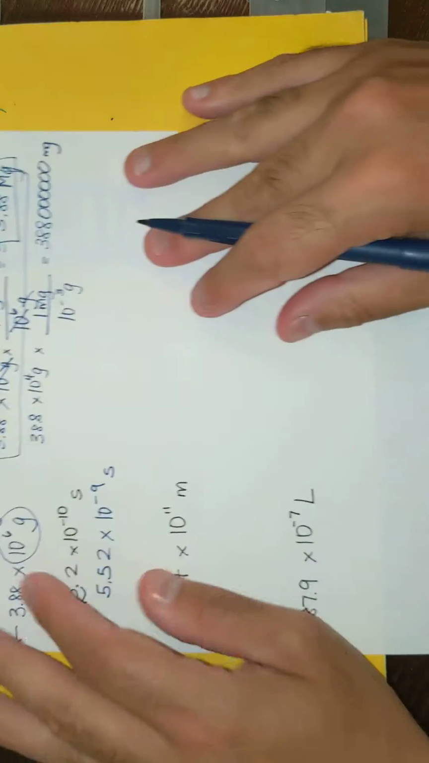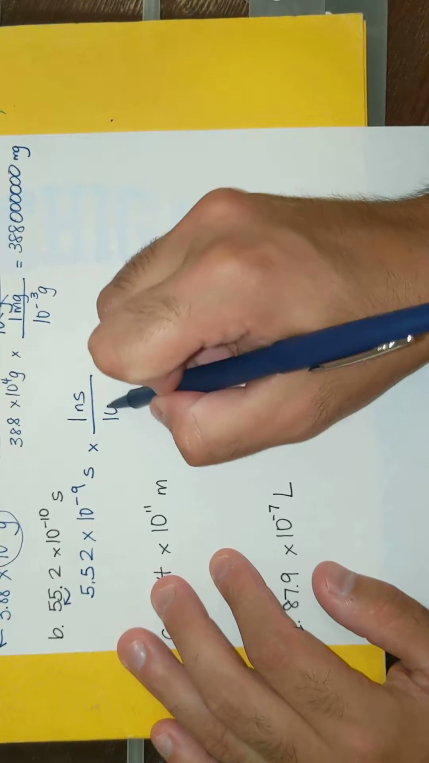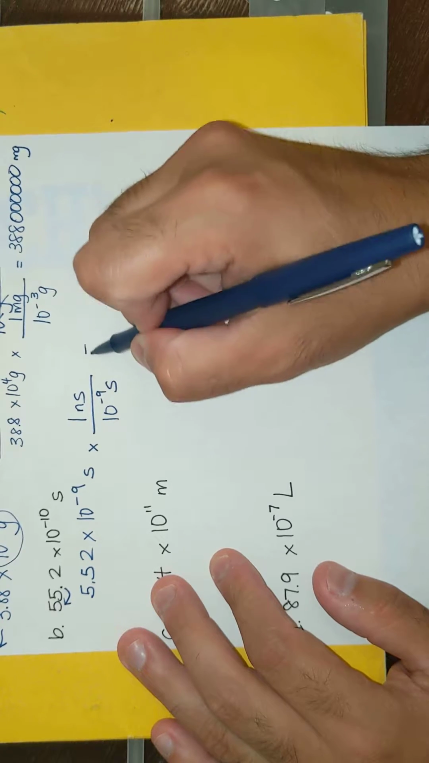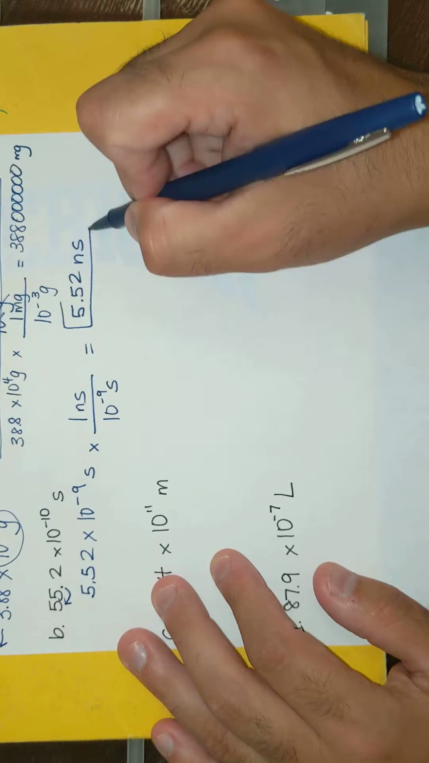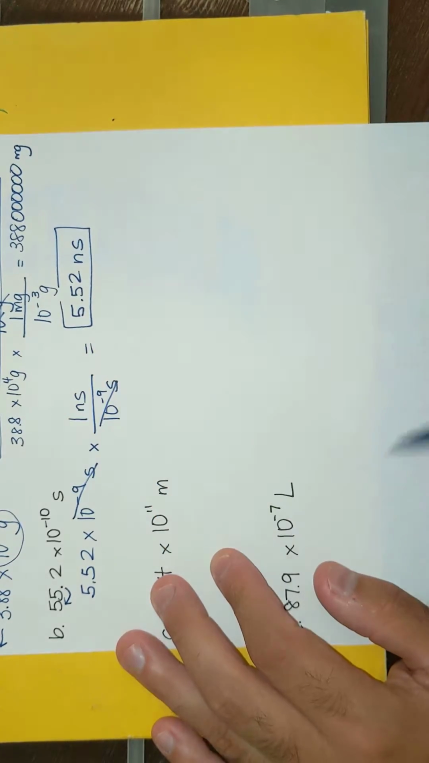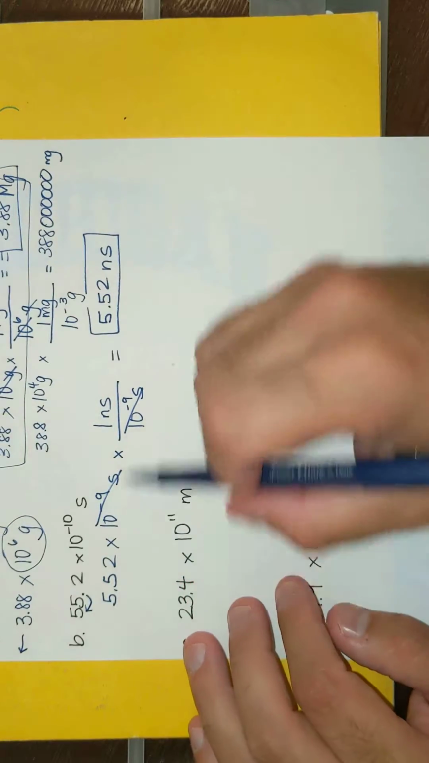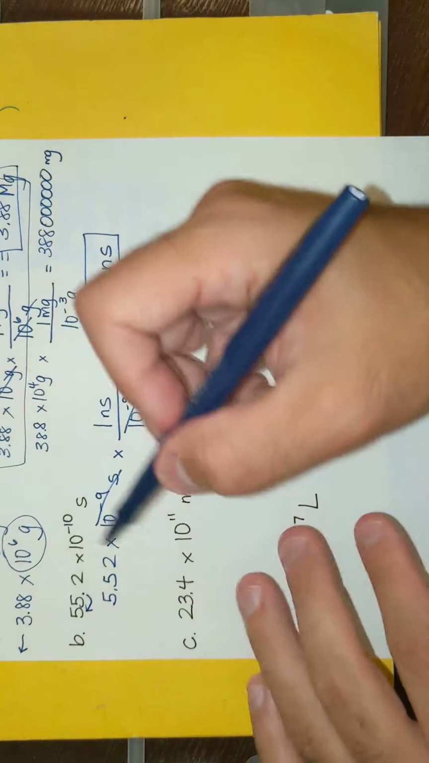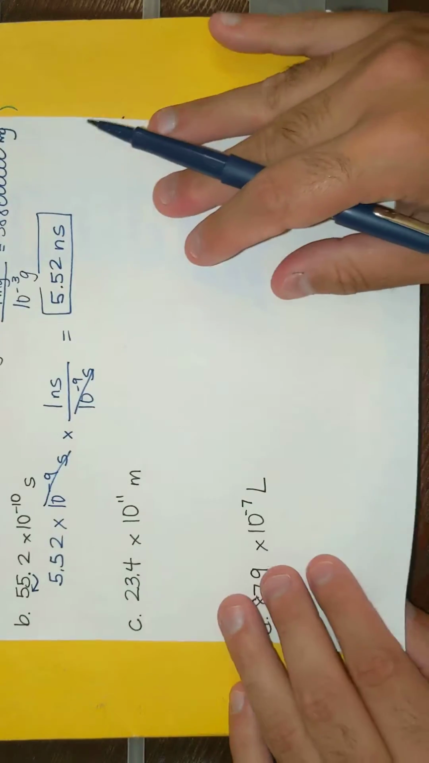It's the same thing. So if I wanted to, I could multiply by 1 nanosecond over 10 to the minus 9th second, and I'm going to get 5.52 nanoseconds, right? 10 to the minus ninth seconds are going to cancel out, and I'm going to be left with nanoseconds. Now, do you have to show this math? No. If you could just recognize that 10 to the minus ninth is a multiplier, you're good to go. I'm going to do that in the next one.